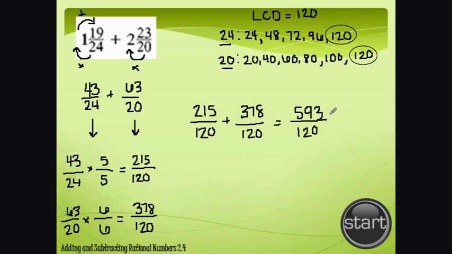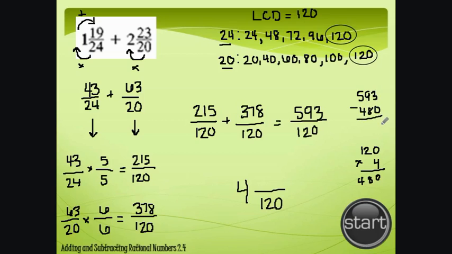Now it's our job to figure out how to change this improper fraction back into a mixed number. So we can figure out how many times 120 goes into 593 without going over, which is 4 times. We can solve that 120 times 4 is equal to 480. We can take that amount away from our numerator. So we have 593 minus 480 to figure out what our numerator is.